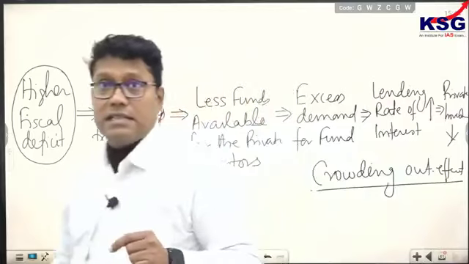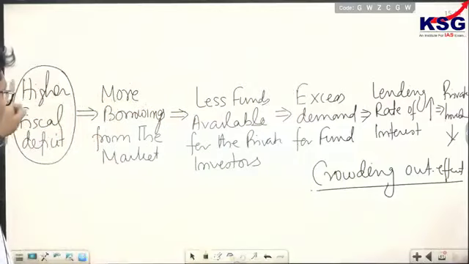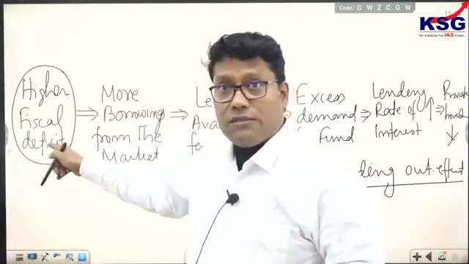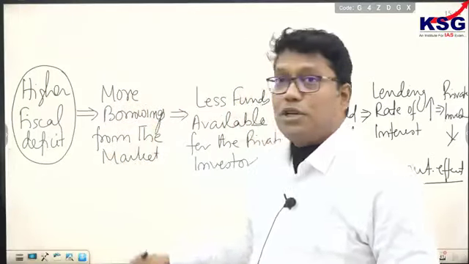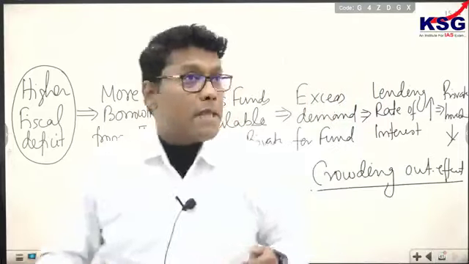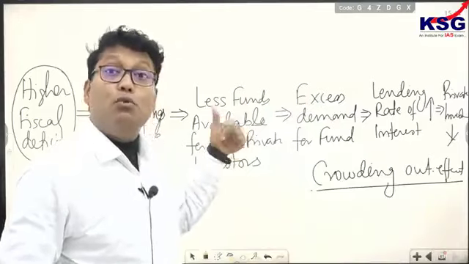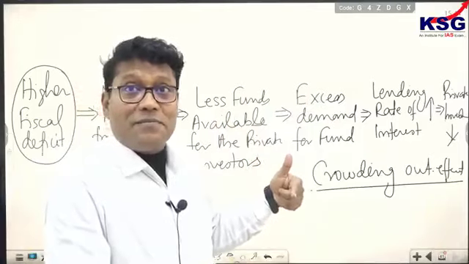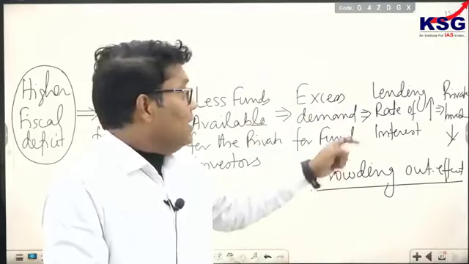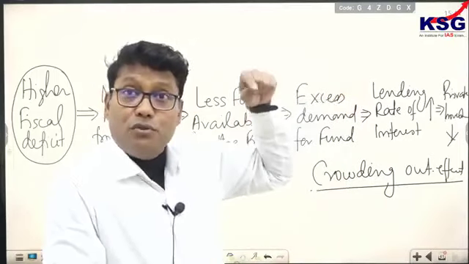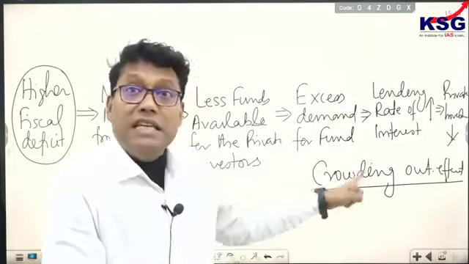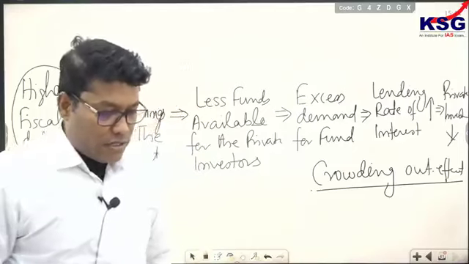If you reverse it, like if the government fiscal deficit is very low, then definitely the government is borrowing a low amount in place of more. Then more fund will be available for the private sector. Not excess demand, but excess supply of fund will be there in the market. The lending rate is not going to increase but is going to decrease, and private investment is going to increase. Then it is known as a crowding in effect.